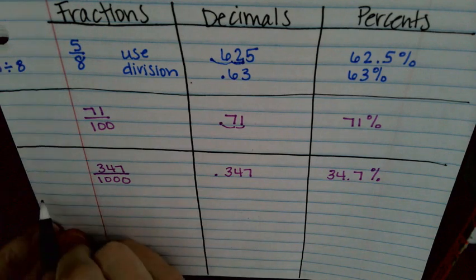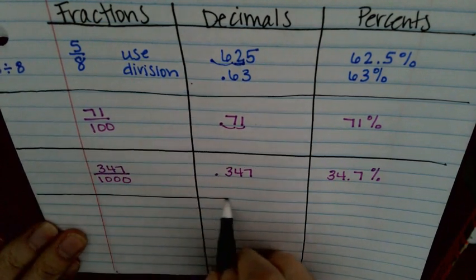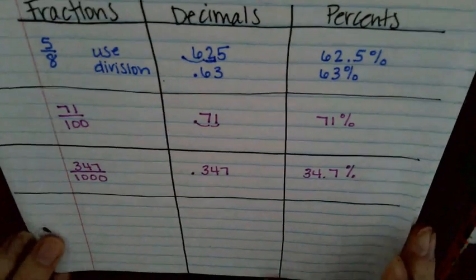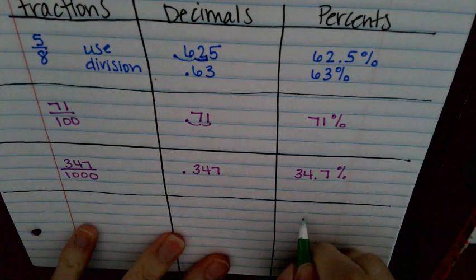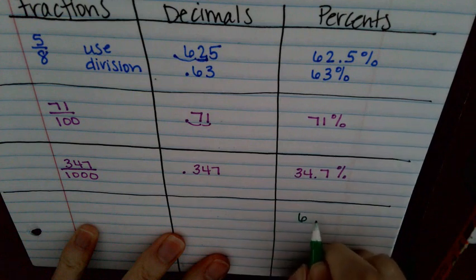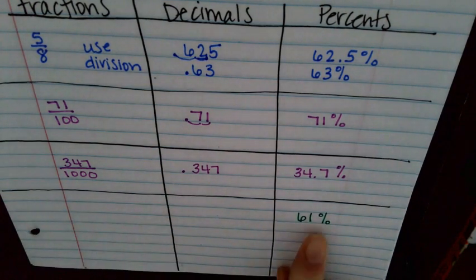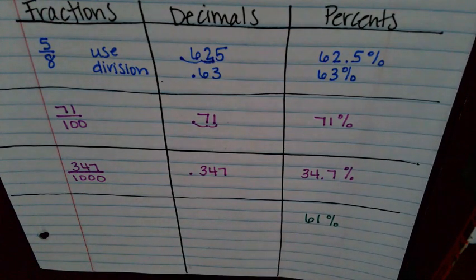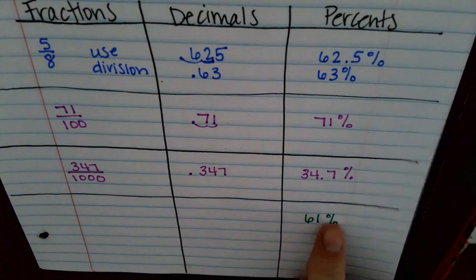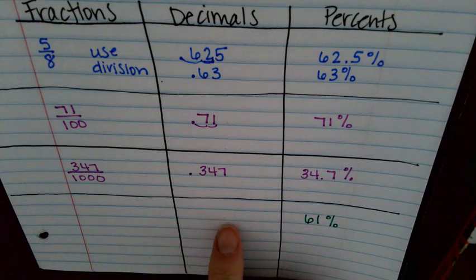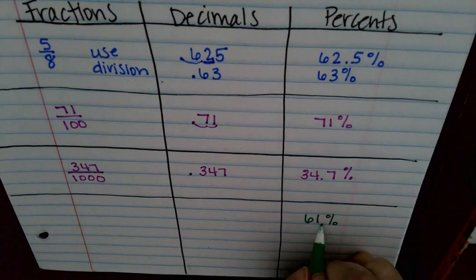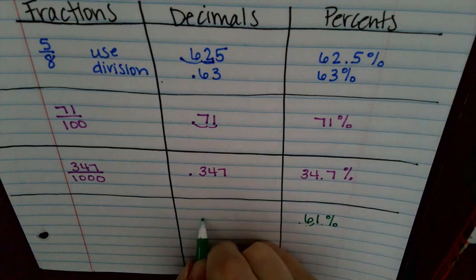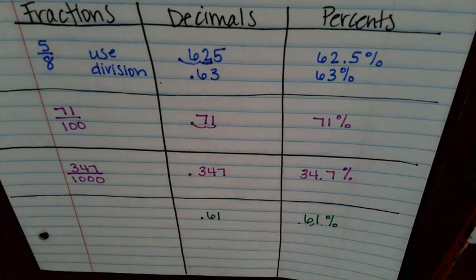Let's do another one. What happens when I start with the percent? Okay, so let's start with 61%. Okay, remember, when I went from a decimal to a percent, I moved the decimal to the right 2 places. So now I'm just going to work backwards, right? And that means I'm going to move my decimal back 2 places, and I'm going to get 61 hundredths, okay?